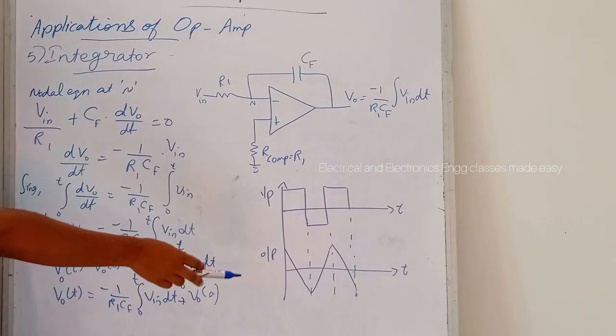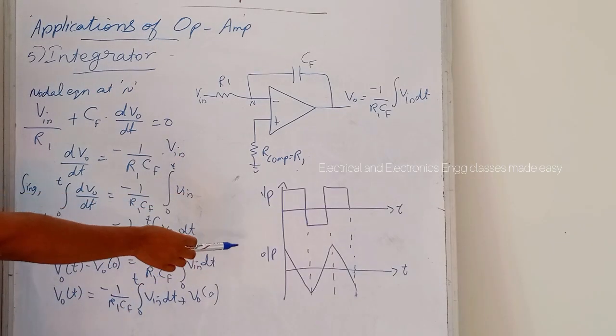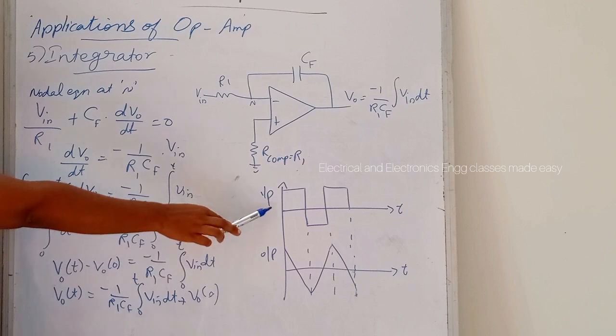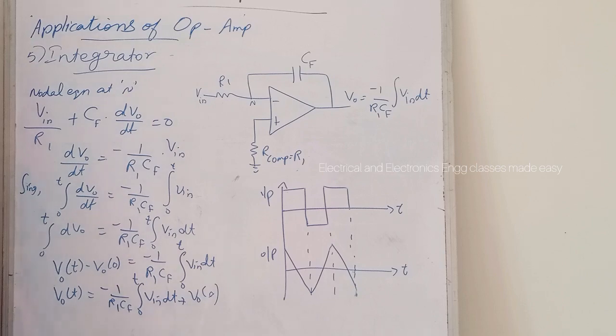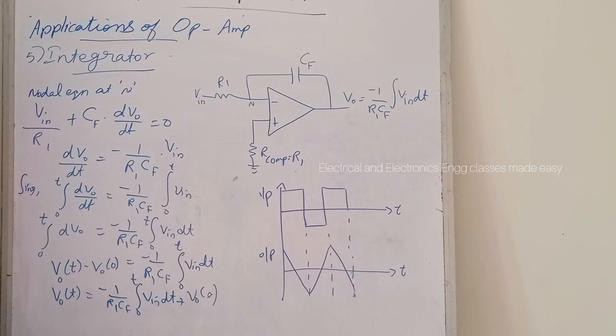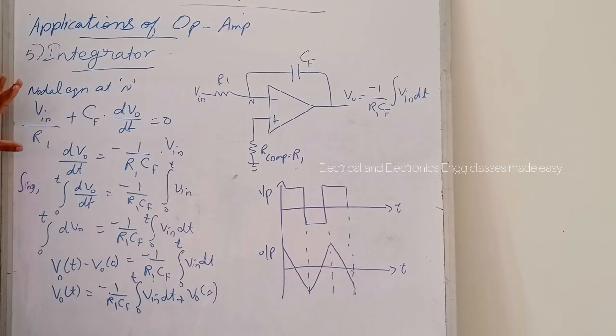And this is the input and output waveforms of the integrator. So if the input is a square wave, then the output will be a triangular waveform. So that is about some applications of op-amp. There are some more applications related to op-amp and that we will discuss in the next class.